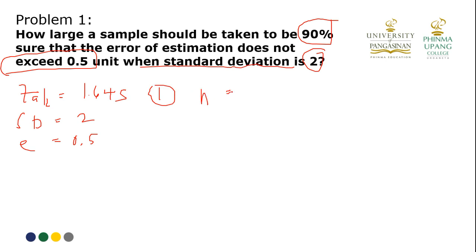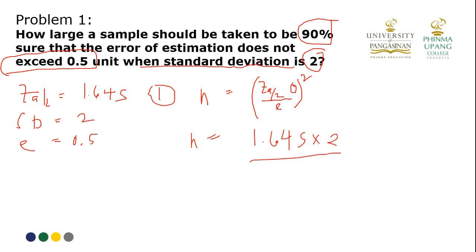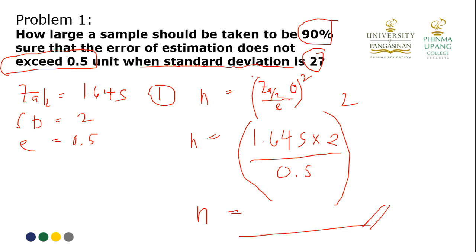So, the formula here is n is equal to the critical value multiplied by SD, all of that inside the parenthesis, then square. The critical value we are looking for is 1.645. So, multiply it by the SD of 2, all over E, which is 0.5. Please use your calculator. What is the answer in number 1?